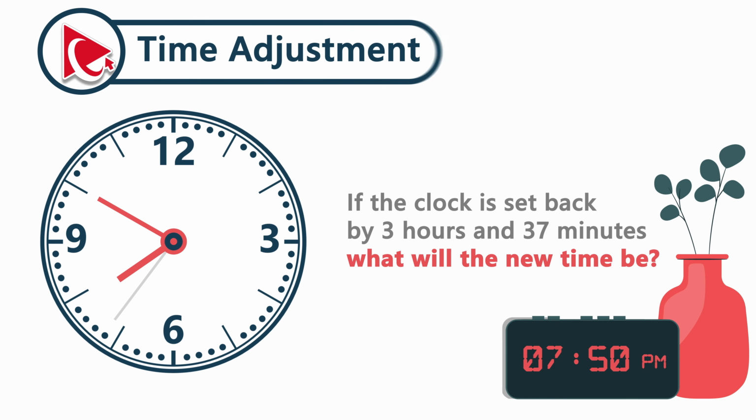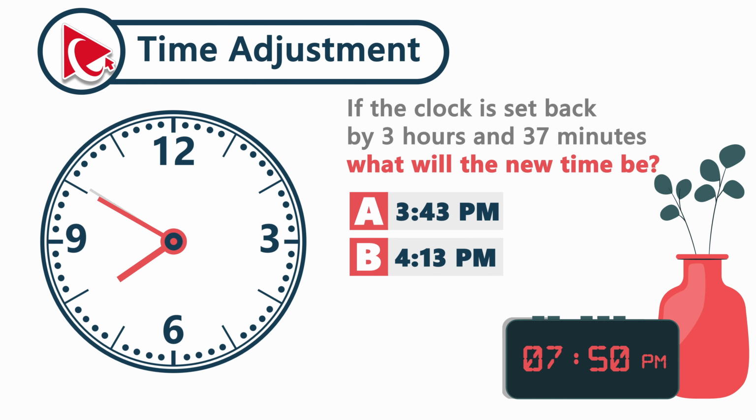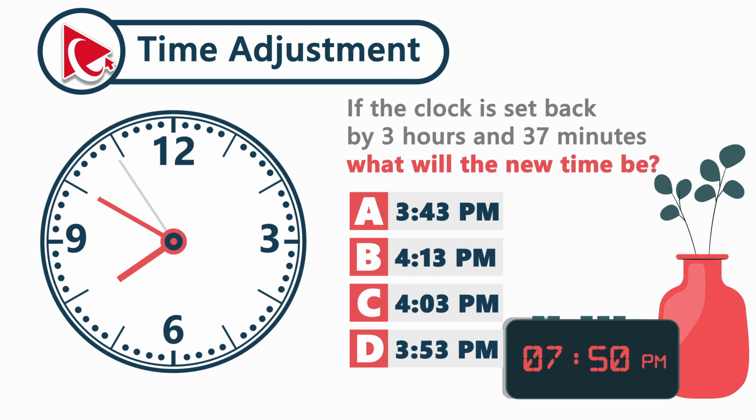You're presented with the clock, which shows the time as 7:50 p.m. If the clock is set back by 3 hours and 37 minutes, what would be the new time? Your choices for the answers are choice A, 3:43 p.m., choice B, 4:13 p.m., choice C, 4:03 p.m., or choice D, 3:53 p.m. Once you're certain with your answer, post it in comments and I'll give you my feedback. Good luck with this intriguing challenge.